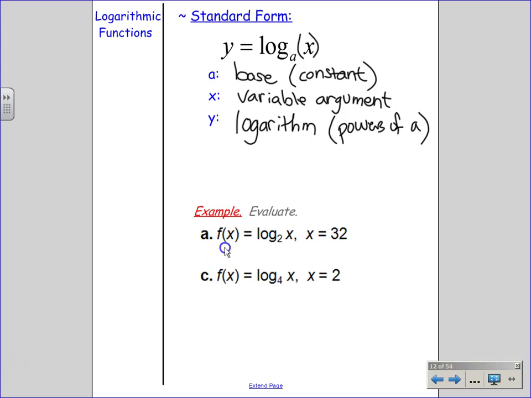If I was to plug in 32, log base 2 of x.